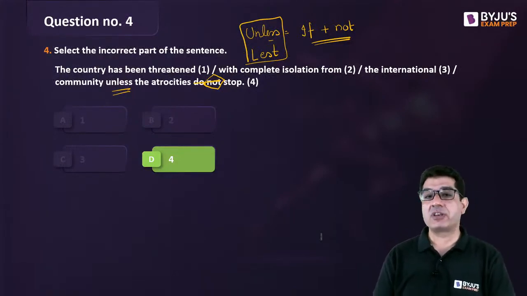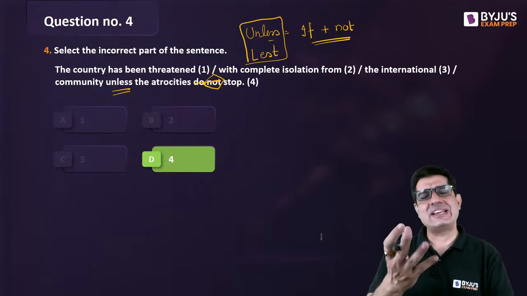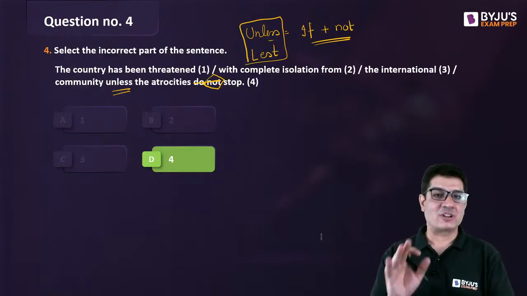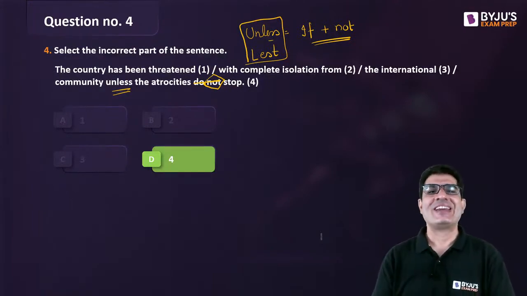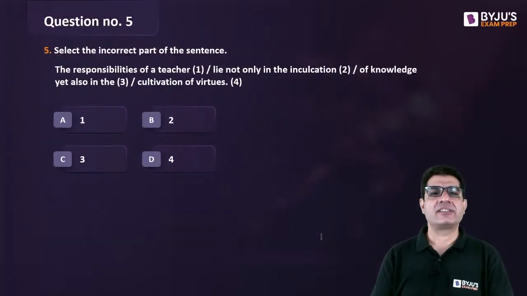No, Piyush, the conjunction is all right. You don't need to change unless into until, although until would also be right here, but unless is not wrong. The problem is with not. Okay, and here is the next question for you.